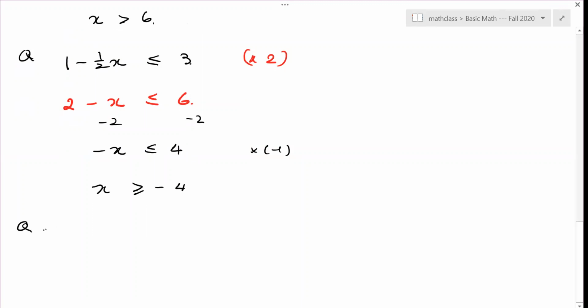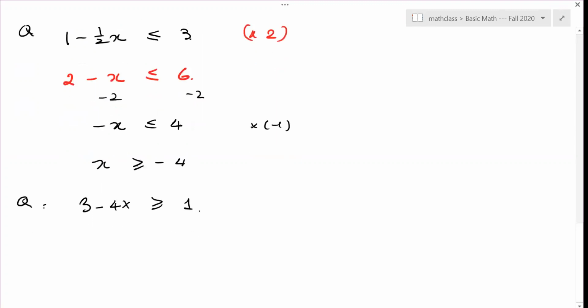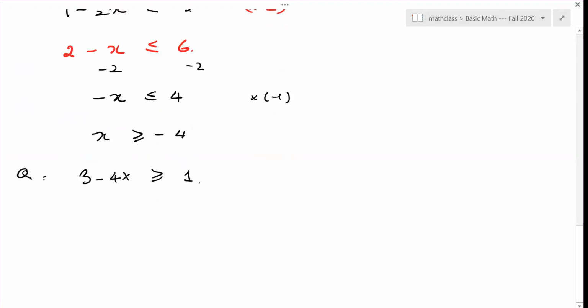All right, so I'm going to ask you to do the next problem. 3 minus 4x greater than or equal to 1. Okay, please do this. Now, if you do not post answers on the computer, that's okay. You can keep your answer and check yours against mine later. So you have to simplify this inequality step by step.